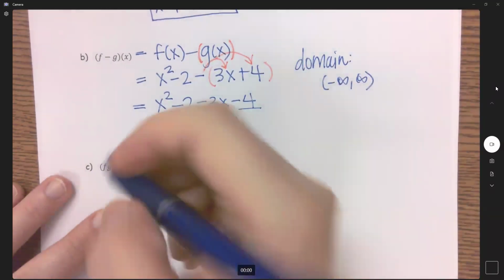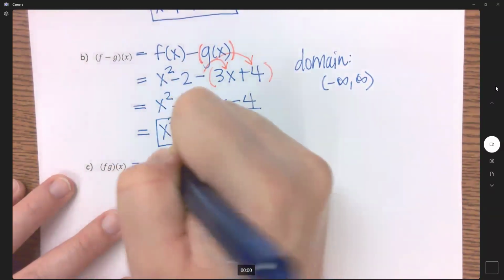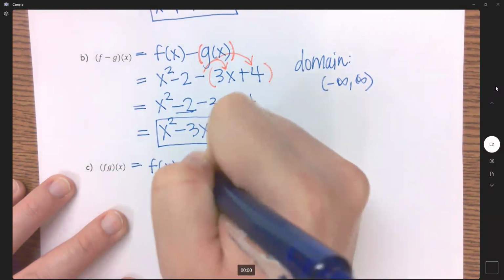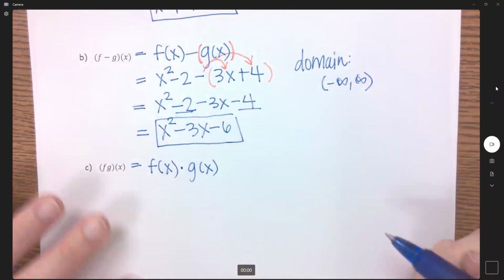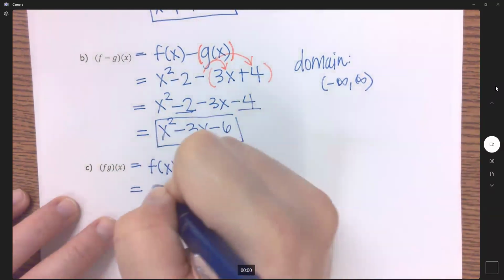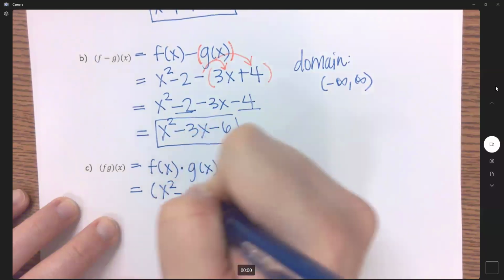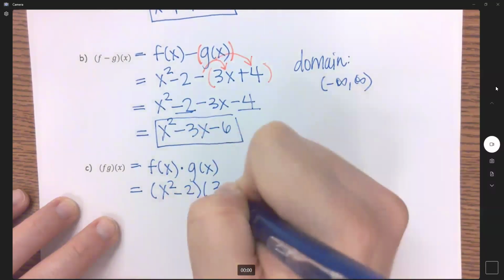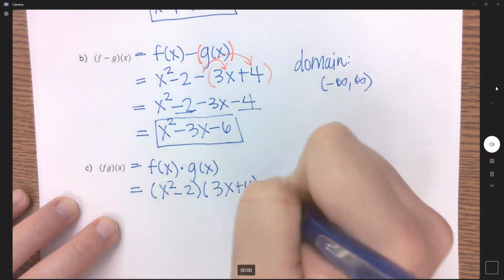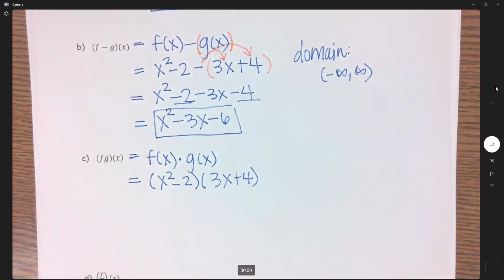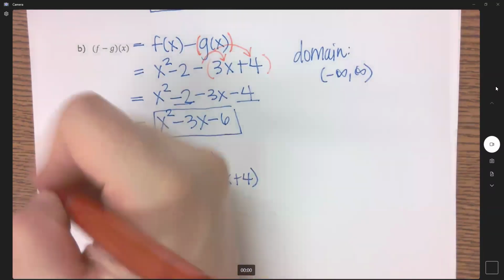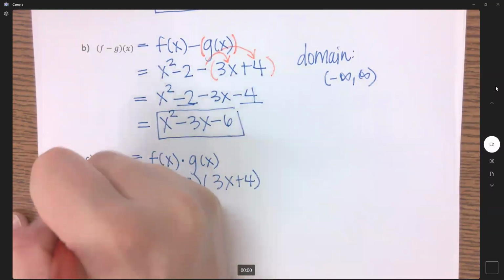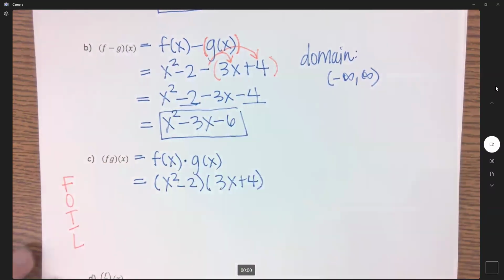Part C, we have f times g of x, so that is f of x times g of x. So my f of x is x squared minus 2. My g of x is 3x plus 4. So those are going in parentheses, and then we are going to use FOIL.